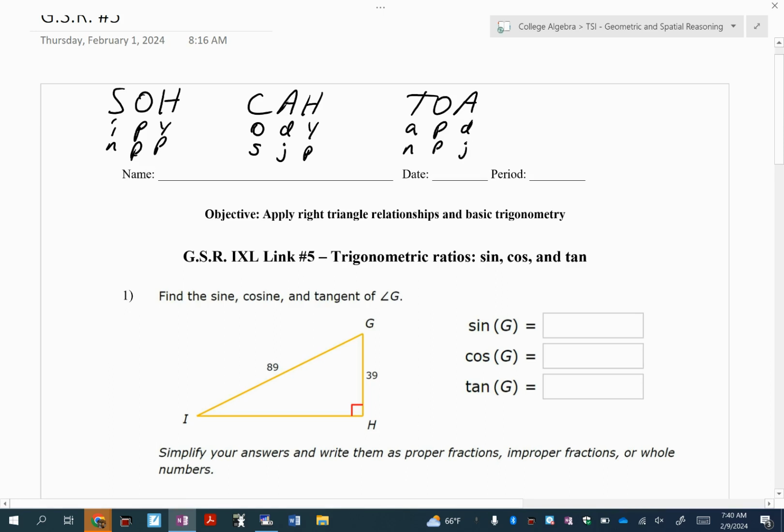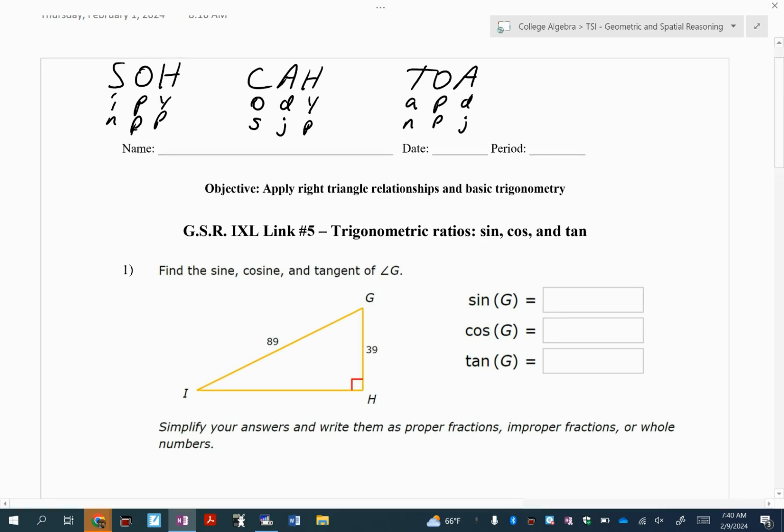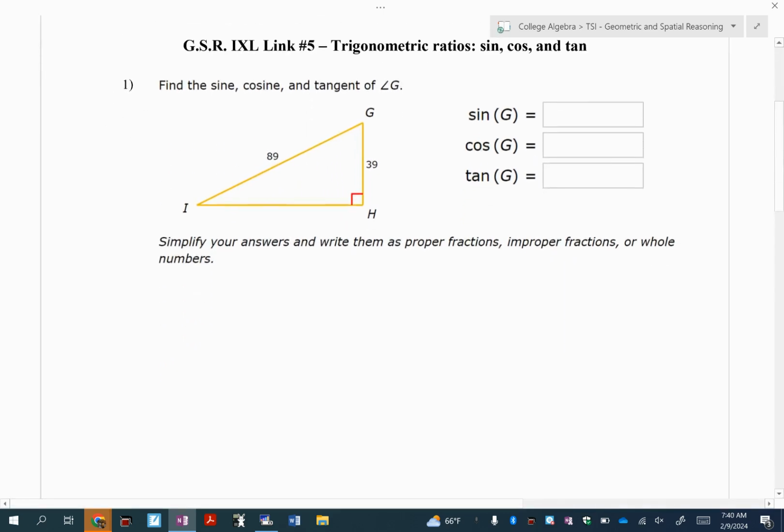All right, so make sure you have your calculator handy. We're going to need it for these questions. So let's start with this first triangle, triangle IHG, and it's asking us to find the sine, cosine, and tangent of angle G, this one right here.